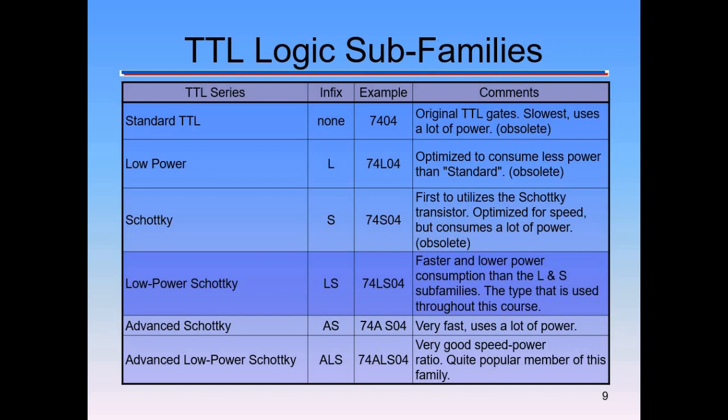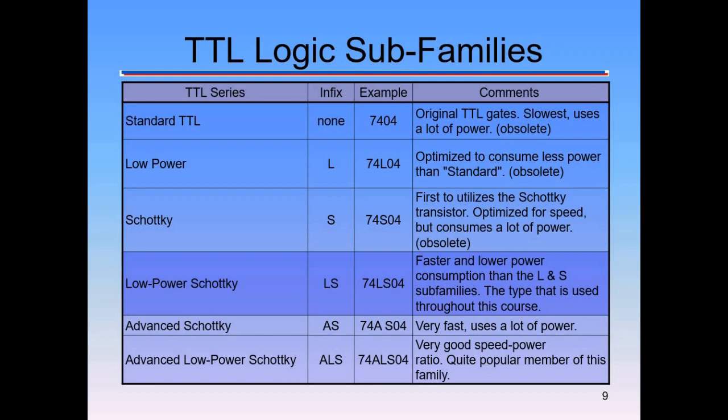Taking it up to the next step, we've got the 74AS04. Those are very fast, but they use a lot of power. So the advanced Schottky, we don't use any of those. And you can kind of read the last one, right? It's a very good power ratio and quite popular, and that family is the 74ALS04. We only have the 74LS04, and then we have the N's and the P's, right?